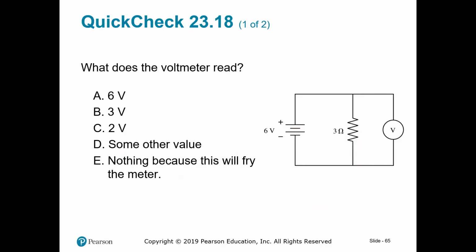So what does the voltmeter read here? The voltage here is 6 up, and this one must have a voltage of 6 down. This is a parallel connection, so the voltage drop across this resistor must be 6 volt as well. So the answer is a.